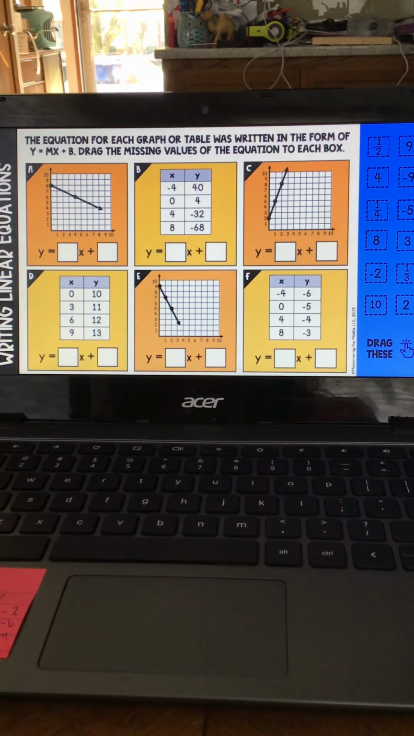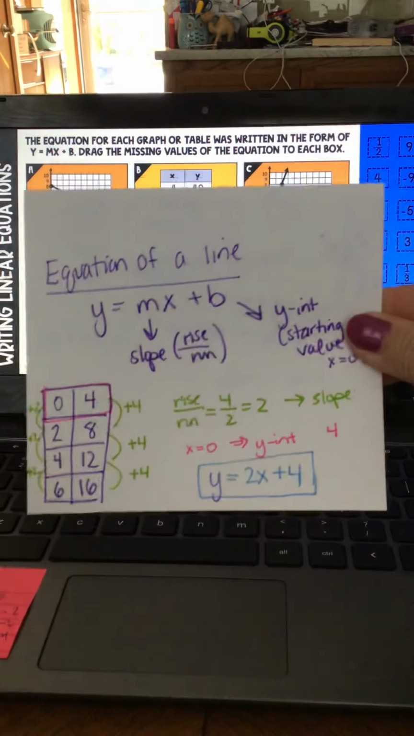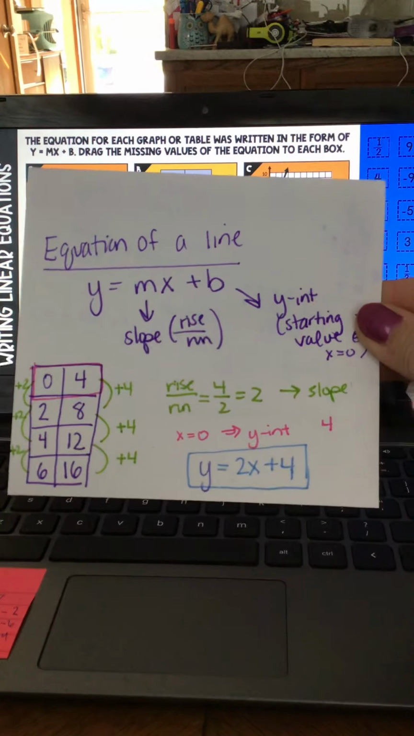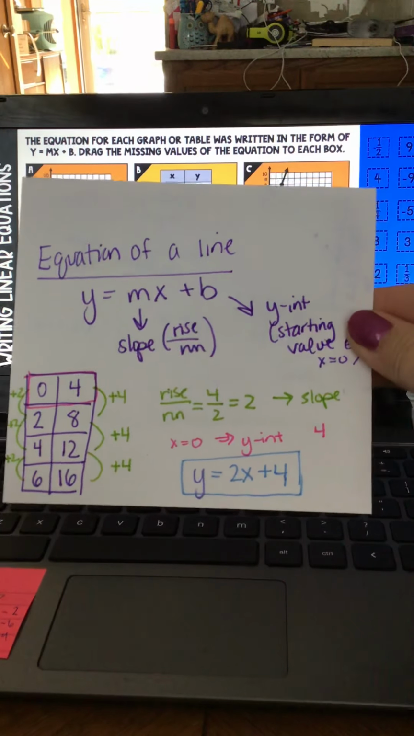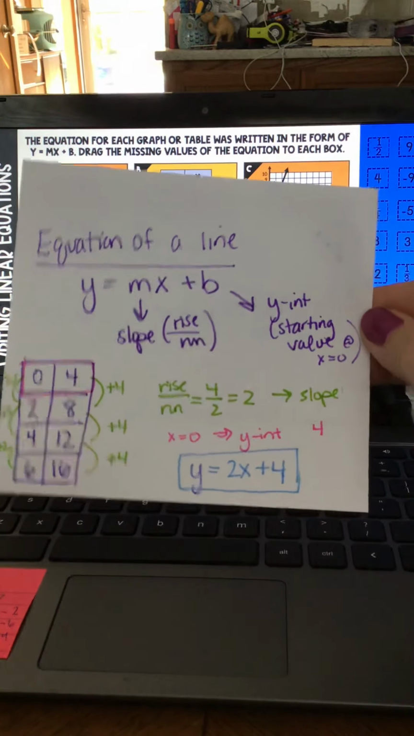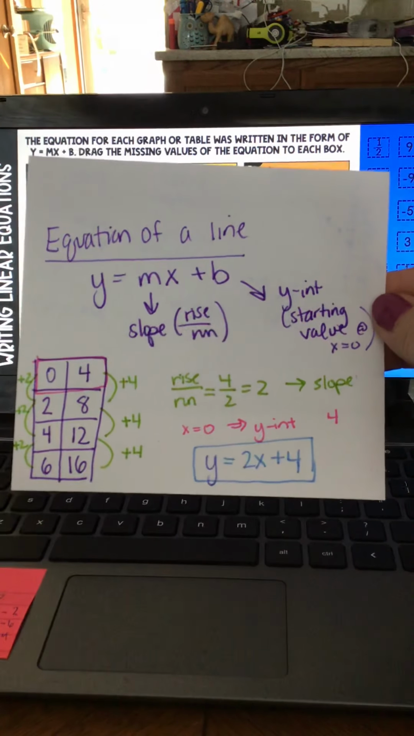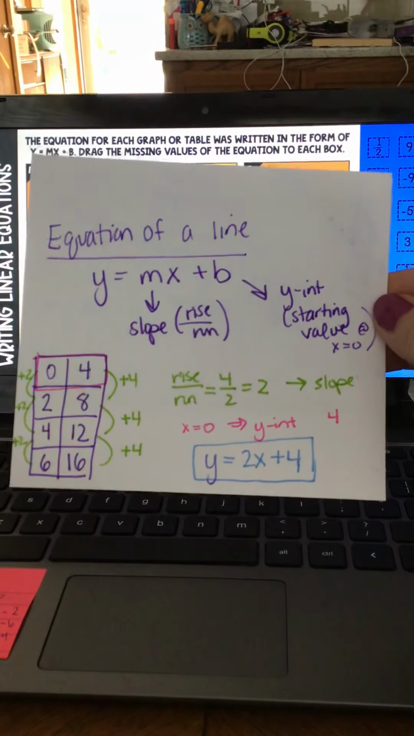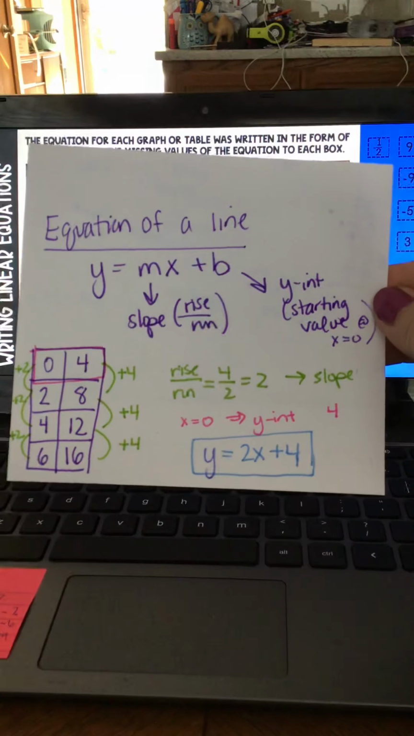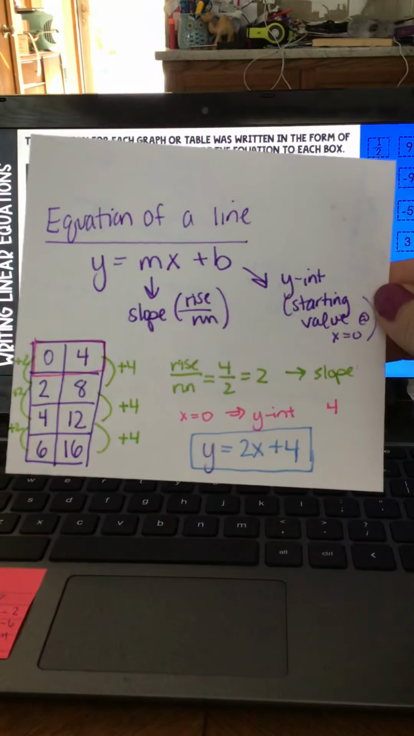So a couple quick reminders. The equation of a line is y equals mx plus b. So m is your slope in terms of rise over run, like in terms of actually looking at the graph. And your y-intercept is like your starting point. Usually we refer to this as starting on the y-axis. And if you're given a table of values, this would be your starting value when x is equal to 0.